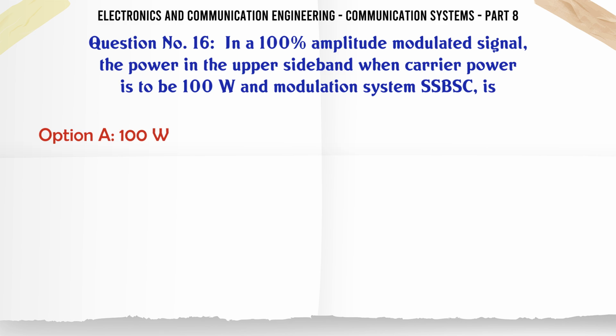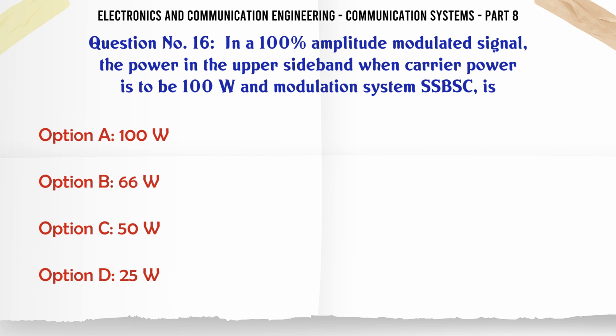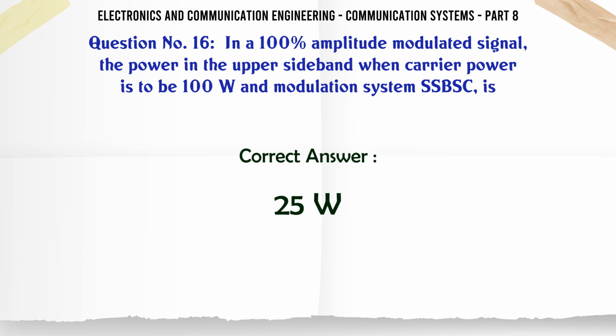In a 100% amplitude modulated signal, the power in the upper sideband when carrier power is 100 watts and modulation system is SSBSC is A. 100 watts, B. 66 watts, C. 50 watts, D. 25 watts. The correct answer is 25 watts.